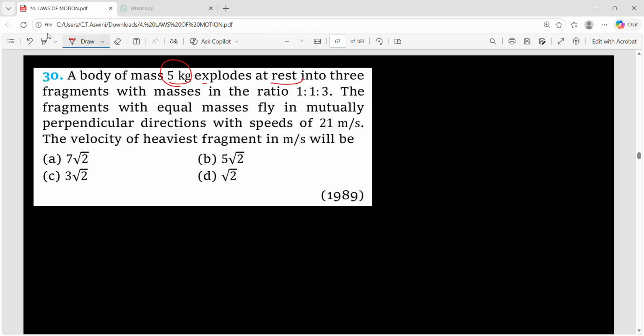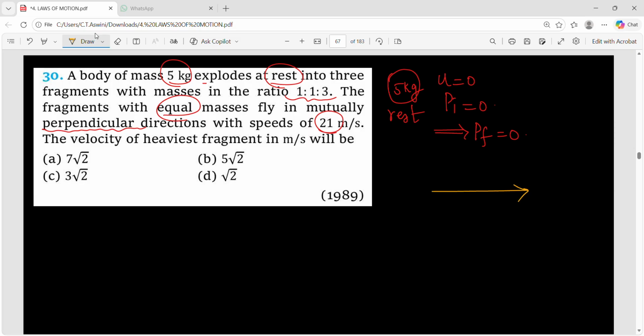Next, a body of mass 5 kg explodes at rest. That means initially the body is at rest. That means initial velocity is 0. Initial momentum of the system is also 0. That means the final momentum of the system also has to be 0. And what is the mass? It is 5 kg. 3 fragments with the masses in the ratio 1:1:3. The fragments with equal masses fly in mutually perpendicular directions with the speed of 21. Question is repeated now. Just the data is different.